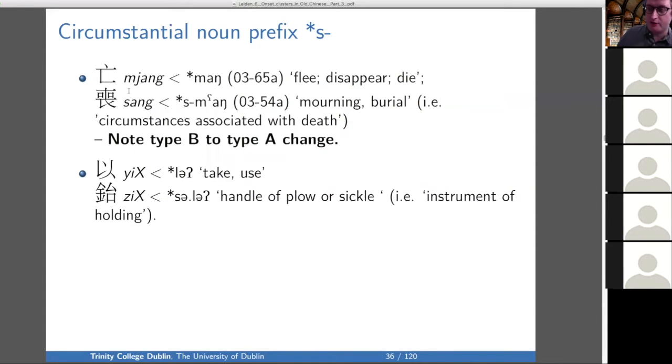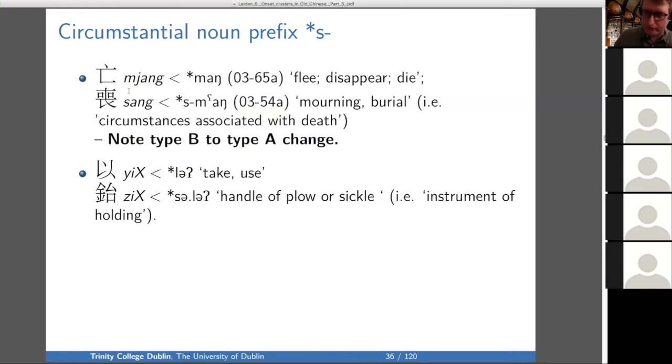Okay, now continuing on with circumstantial noun prefix S. So we have mang, to flee, to disappear, to die, and sang, mourning or burial. So, an institution or an object associated with death. But notice that the first one, flee, disappear, is type B, and the second one is type A. So in this case, it's not just an S prefix, it's also a change from type B to type A. And that's kind of quite interesting.